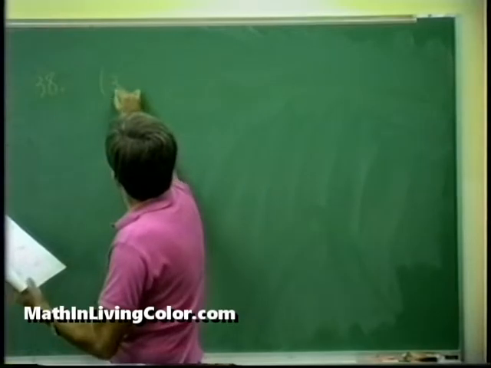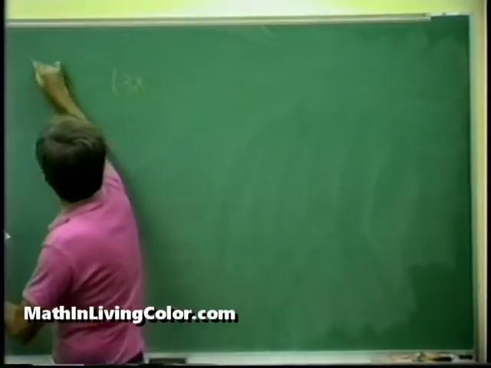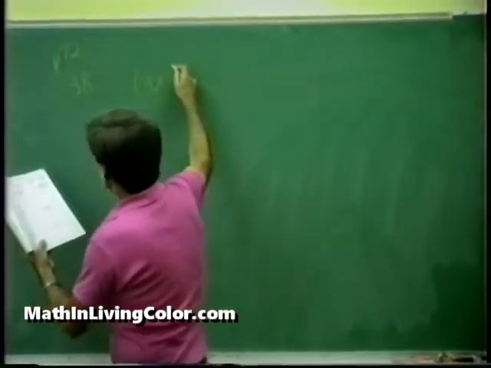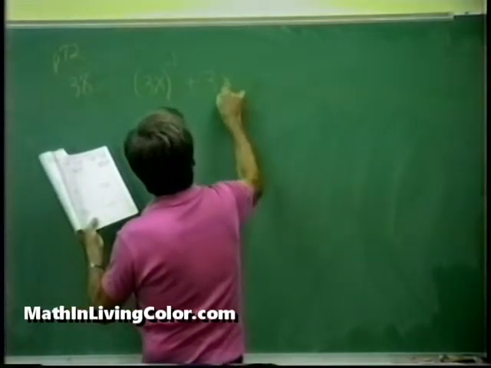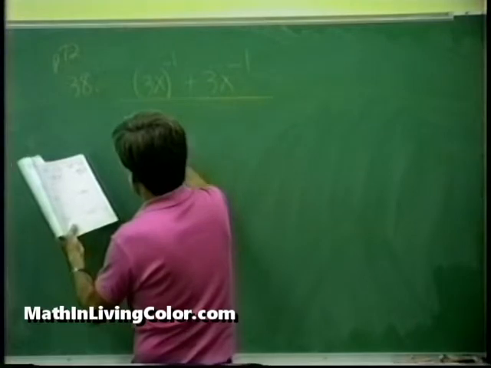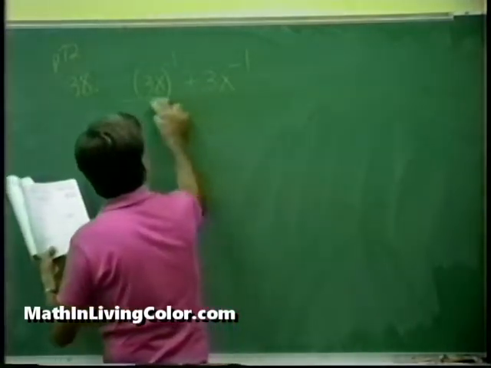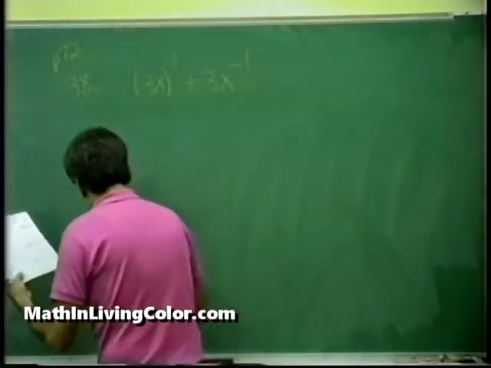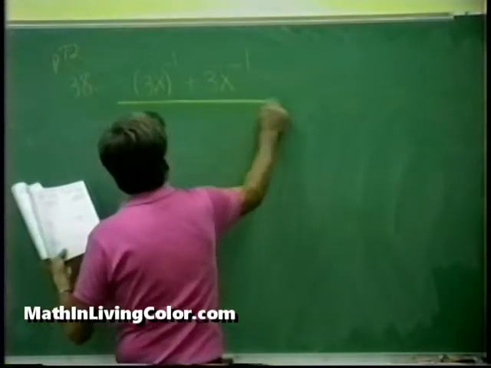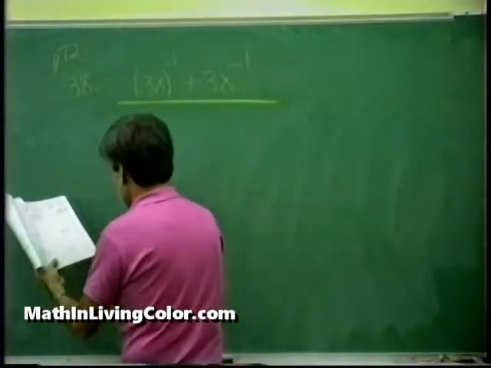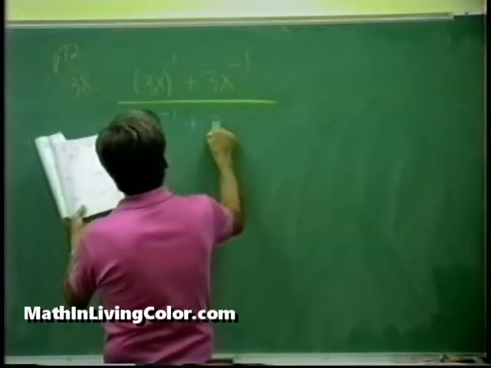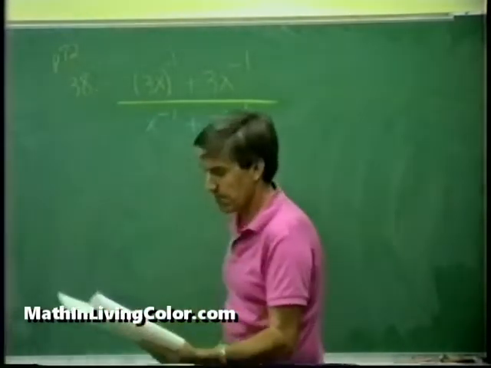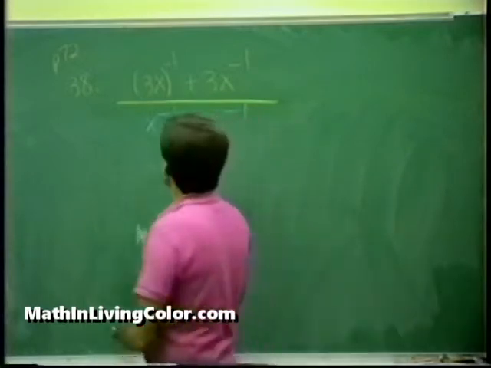All right? Number 38 on page 72 is the one I'd like to do. (3x)^-1 + 3x^-1, divided by x^-1 + 3^-1. I meant to use a different color on that. Not very different, but it'll be a little bit different. Now I've got to show you a couple of things about this.